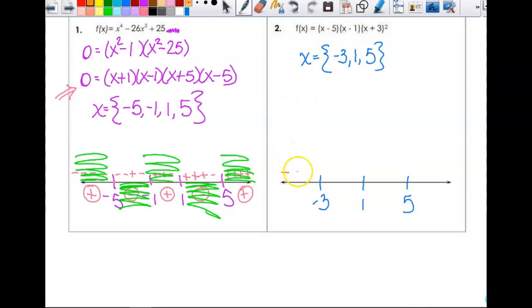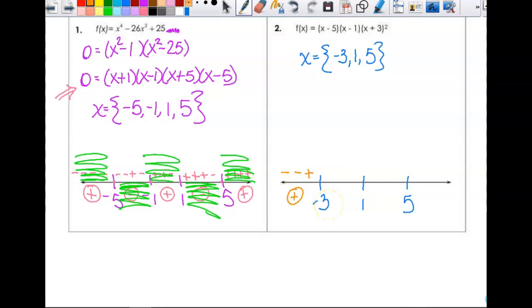Negative 4 minus 1 would be negative. Negative 4 plus 3 would be negative, but then what happens? I square it, which means no matter what I put in here, once it gets squared, that one's going to be positive every time. So those three get multiplied together, and it's positive overall.